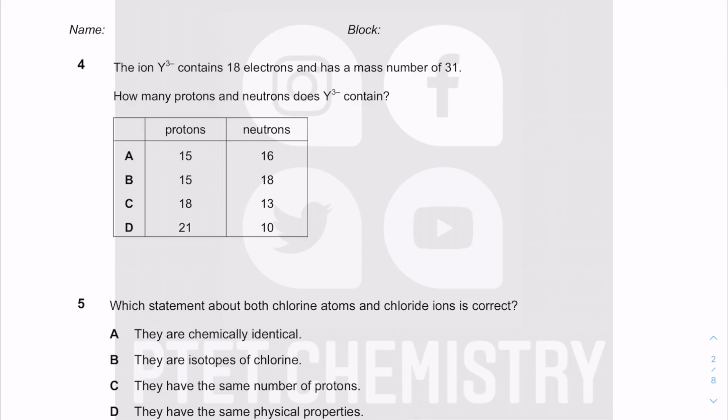Question 4 is something similar. So it tells you that Y 3 minus has 18 electrons. And the mass number is also the nucleon number. All right. So from the electrons, I should get the number of protons first. If I have an atom, I will have 18 electrons. But I have a 3 minus charge. The reason I have a 3 minus charge is because I have gained 3 extra electrons.